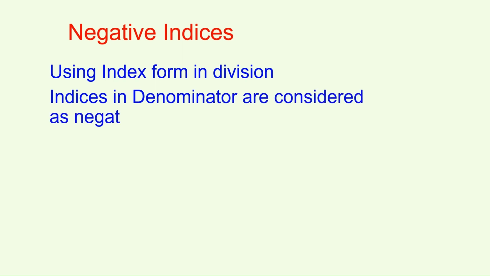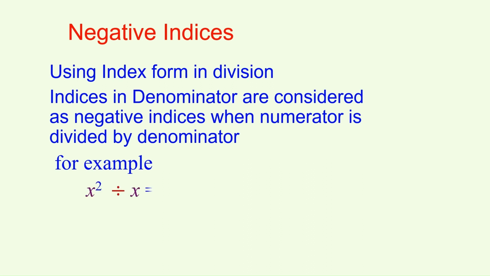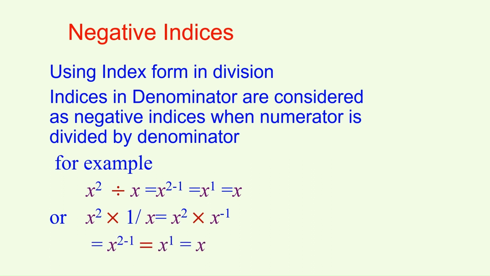Negative indices. Using index form. In division, indices in the denominator are considered as negative indices when the numerator is divided by the denominator. For example, x squared divided by x equals x to the power of 2 minus 1 equals x. Or x squared times 1 divided by x equals x squared times x to the power of minus 1 equals x to the power of 2 minus 1 equals x.